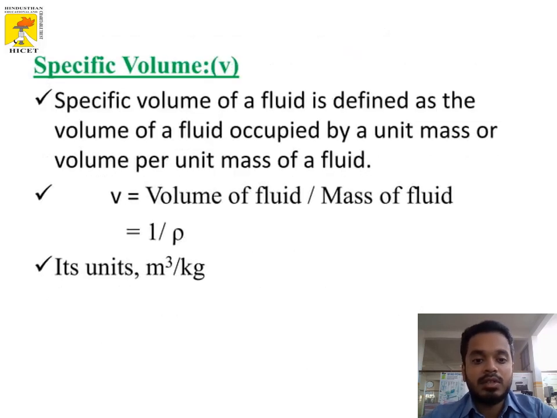Next one is specific volume. Specific volume of a fluid is defined as the volume of a fluid occupied by a unit mass, or volume per unit mass of a fluid. The specific volume is represented by the symbol small v equal to volume of fluid by mass of fluid. Its unit is given in meter cube per kg.